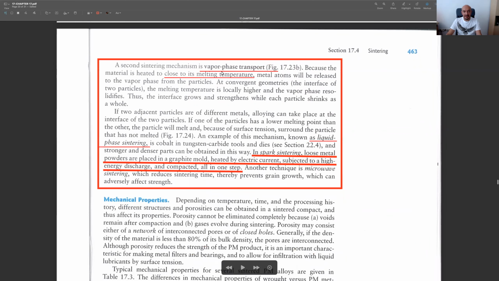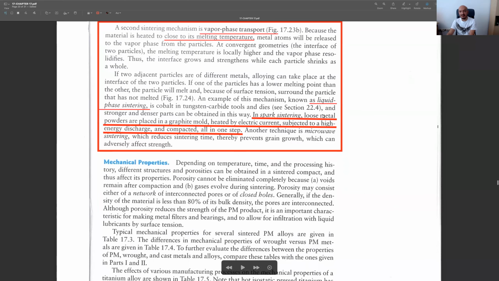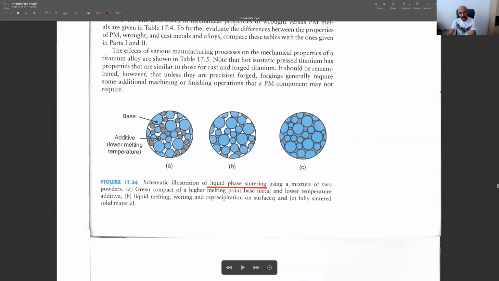And we have vapor phase transfer. This is done at very high temperatures, almost close to the melting point, but it is quite difficult to perform. Or we have liquid phase sintering. In that case, we make use of some additives. As you see, these additives have lower melting point temperatures. Due to that, even though your blue powders are not melted, these gray ones are melted and they fill all these cavities. So you will have, again, 100% density or no porosity.